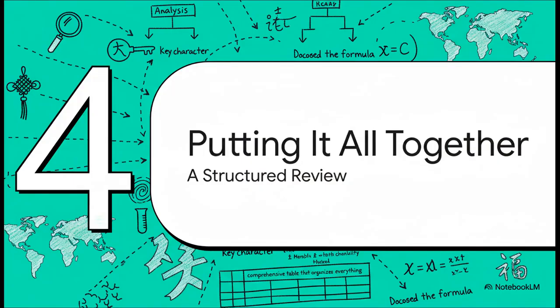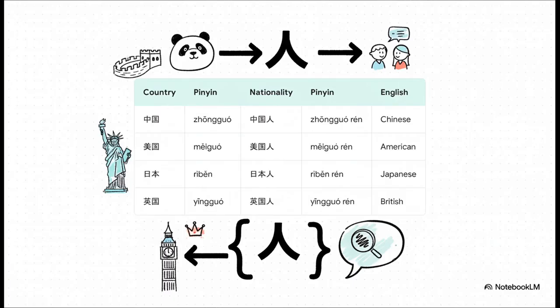All right, we've done the detective work, we've identified the key character, and we've decoded the formula. So now let's put it all together and make sure it really sticks. This next slide is a table that organizes everything we've covered so you can see that pattern laid out crystal clear. This is a perfect tool for you to use for review. Okay, let's just walk through this table together. First row, the country is 中国, you add rin, and you get the nationality, 中国人, Chinese. Simple. Second row, the country is 美国, add rin to get the nationality, 美国人, American.